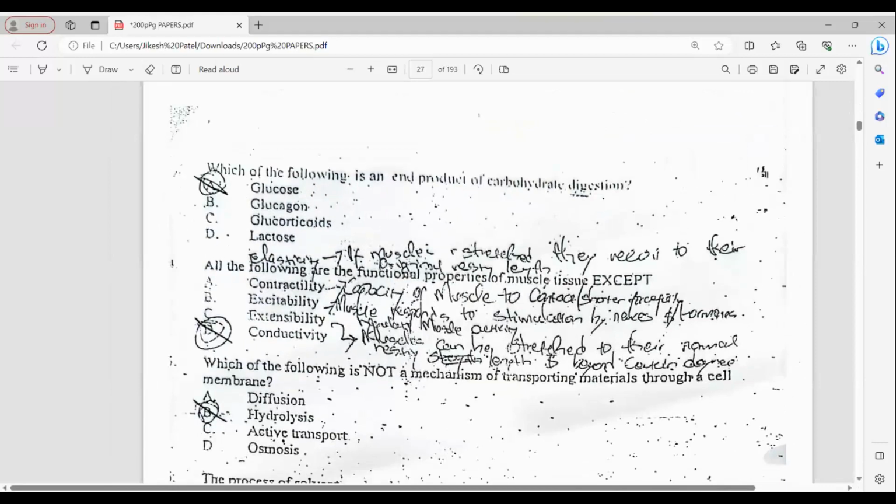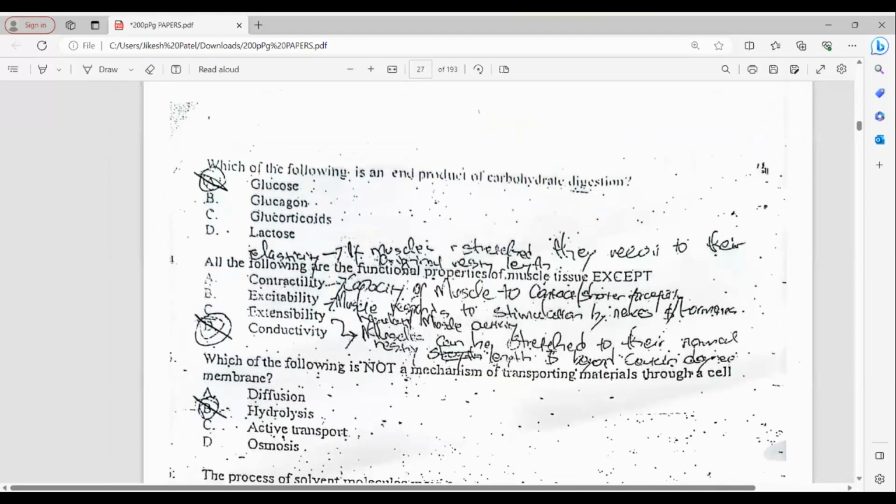Which one is an end product of carbohydrate digestion? Remember here we said it has to be a monosaccharide, that is glucose. Lactose is a disaccharide, it's still not the end product, so it's glucose.